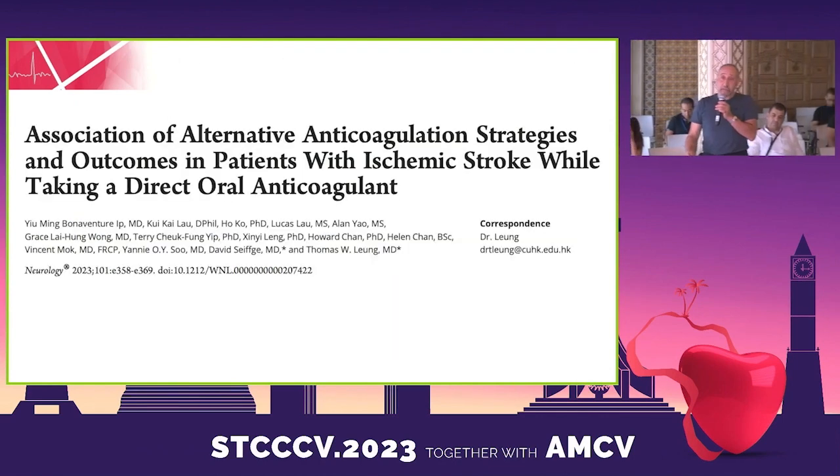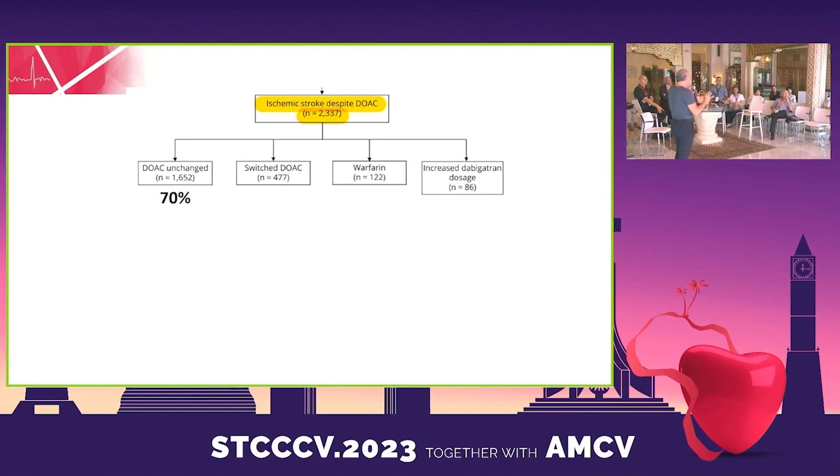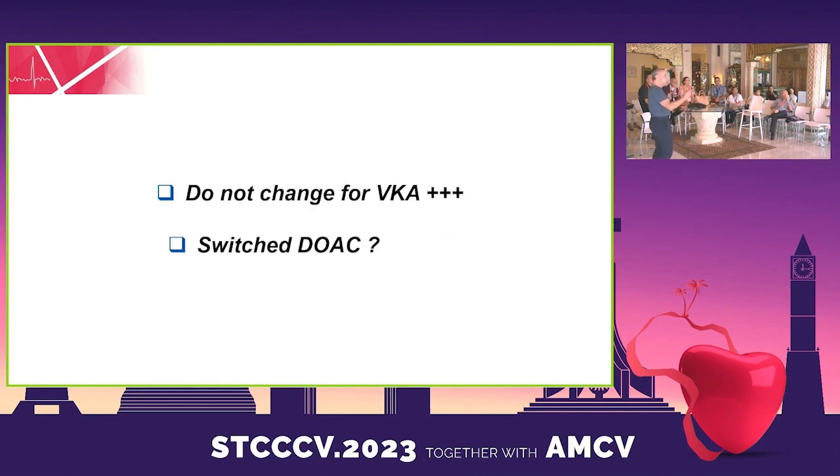In the second study, 70% of the patients were left under the same DOAC. And in patients in whom DOAC was switched to another DOAC, we see that it was not very good for ischemic stroke, contrary to the first study. We don't know exactly why. But we see that switching to warfarin was also very damaging, as much for hemorrhage as for ischemic stroke. It's really the main conclusion you have to draw from these two studies: in case of ischemic stroke under DOAC, do not change for VKA.